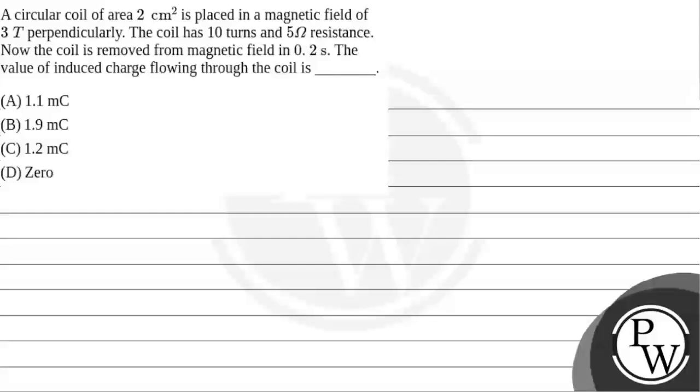Hello, Akshay. This question says a circular coil of area 2 cm² is placed in a magnetic field of 3 Tesla perpendicularly. The coil has 10 turns and 5 ohm resistance. Now the coil is removed from the magnetic field in 0.2 seconds. The value of induced charge flowing through the coil is: option A 1.1 millicoulomb, option B 1.9 millicoulomb, option C 1.2 millicoulomb, option D 0.